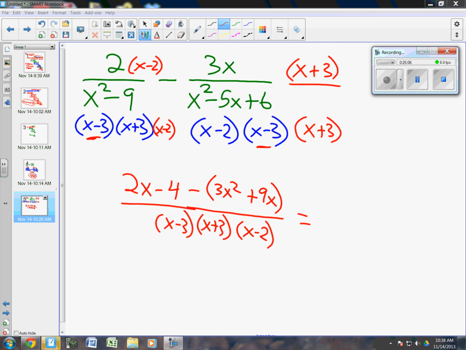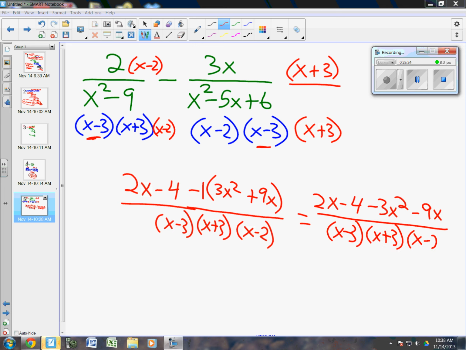I've got to combine like terms on the top. Okay, you know what? Let me just distribute this like a -1. I'm going to distribute the -1 through. So 2x minus 4 times a -1, and 3x squared, and I get negative 3x squared, times a -1 by 9x, and I get negative 9x, all over the common denominator, x minus 3, x plus 3, and x minus 2.